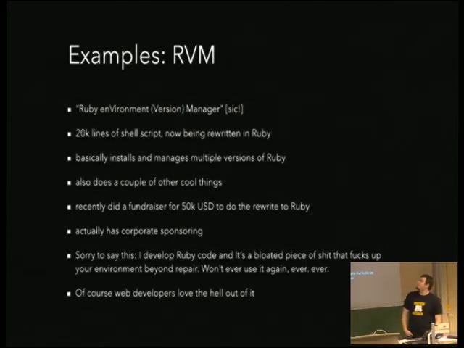Okay, it's the Ruby Environment Version Manager. It's 20,000 lines of shell code. Last time I checked, it's being rewritten in Ruby. It basically installs and manages multiple versions of Ruby. It also does a couple of other cool things like gemsets and stuff like that. They recently did a fundraiser for 50,000 euros to do the rewrite in Ruby.